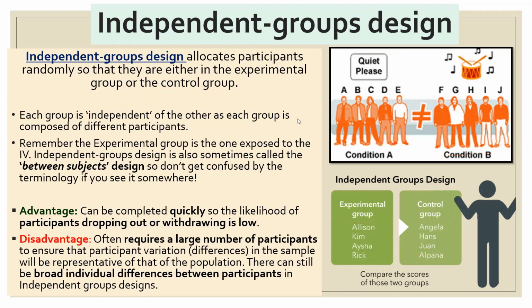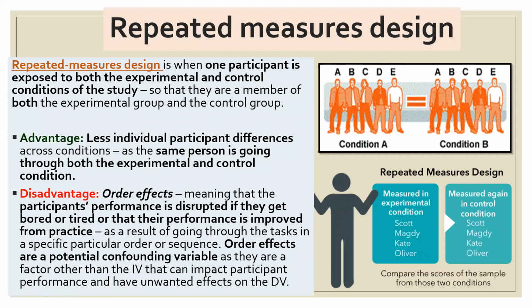The next type of research design is the repeated measures design. That's a little bit different. The repeated measures design basically looks at the experimental and control conditions of the study, and talks about the same participants going through both conditions there. So the same participant will go through the experimental condition as well as the control condition.